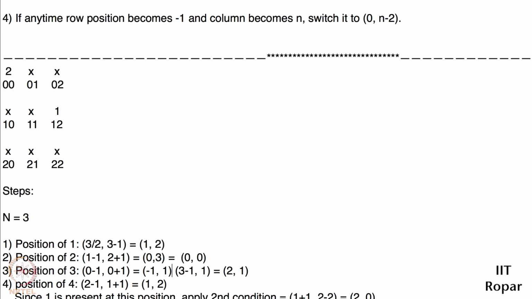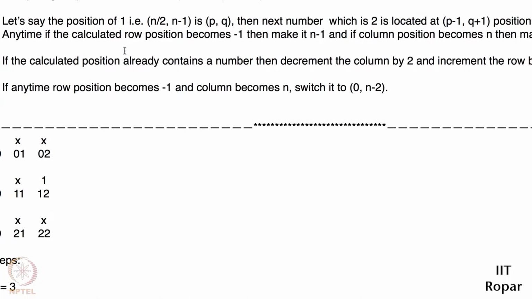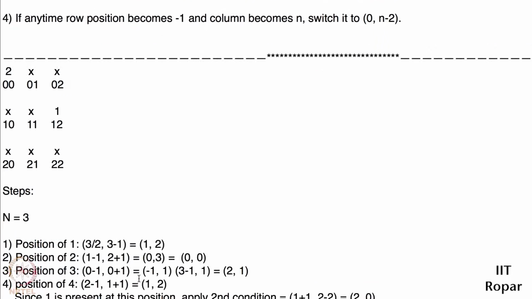Again, I'll say the same thing. Anytime the calculated row position becomes minus 1, and here the row position is becoming minus 1, make it n minus 1. So n minus 1 means 3 minus 1, which is 2. The column is as it is. So 2, 1. So my position of 3 is 2, 1. Let me see, where is 2, 1? 2, 1 is here.